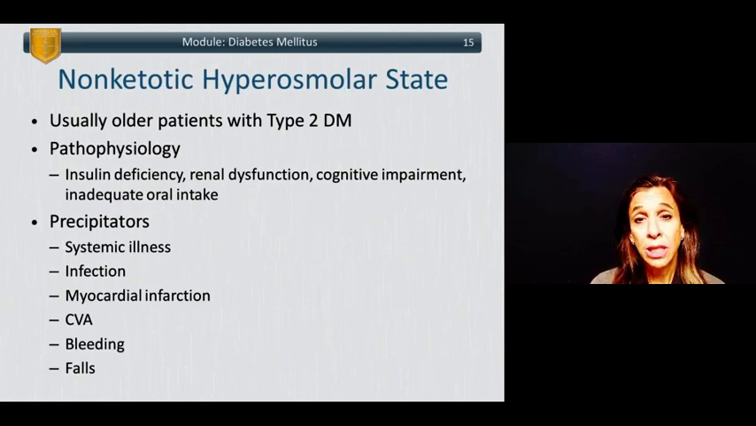Nonketotic hyperosmolar states are more common in patients with type 2 diabetes, particularly older patients. This is typically due to both a lack of insulin as well as kidney dysfunction, cognitive impairment, and inadequate oral intake. Precipitators are typically systemic illnesses, infection, myocardial infarction, stroke, or developing bleeding or falls, and may be more common in hot weather or in conditions where patients do not have air conditioning.